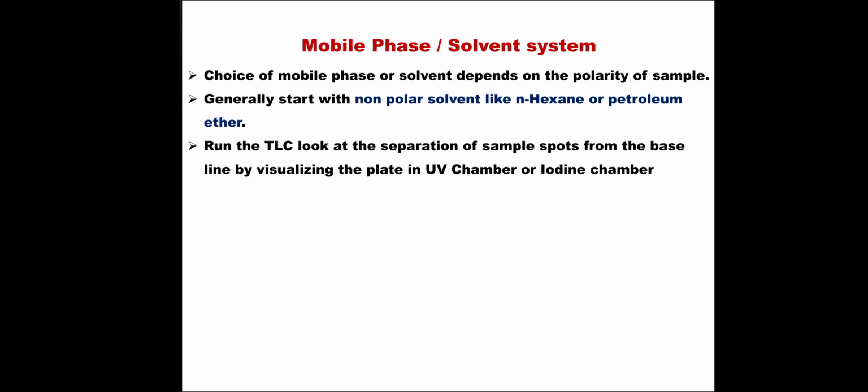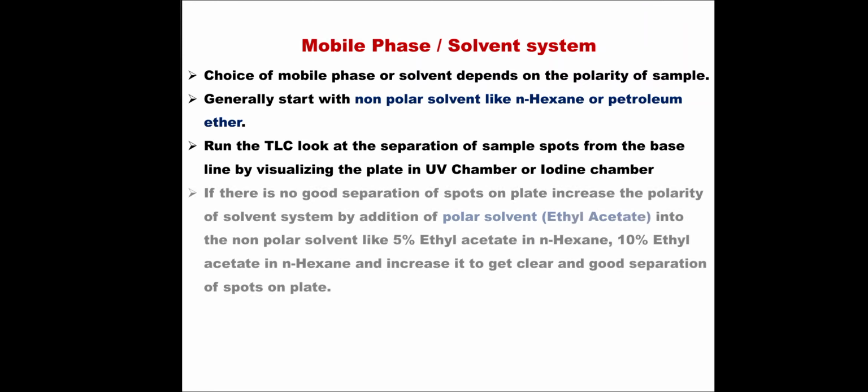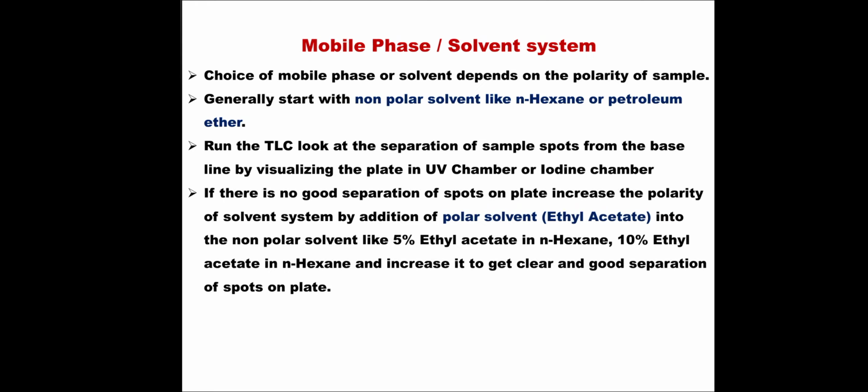If there is a clear-cut separation of the sample spot from the baseline, and also from one another, which we can visualize under a UV chamber or iodine chamber, then it is okay for your separation. But if there is no separation of spots from the baseline as well as from one another, then you need to go for another solvent system. We have to increase the polarity of the solvent system.